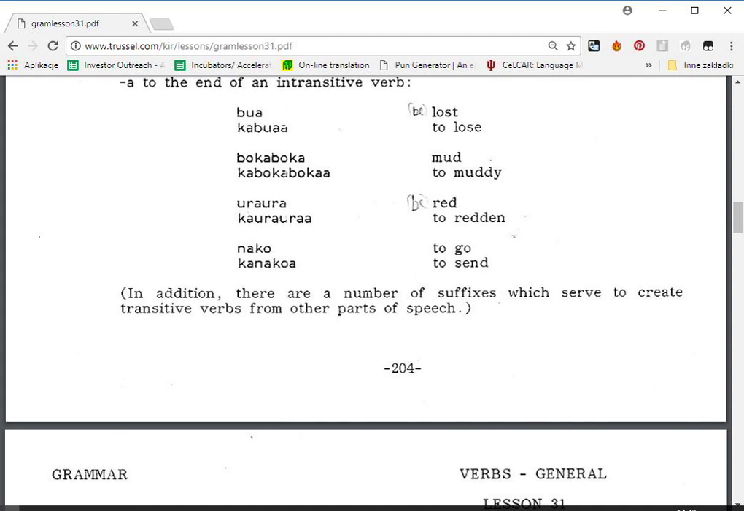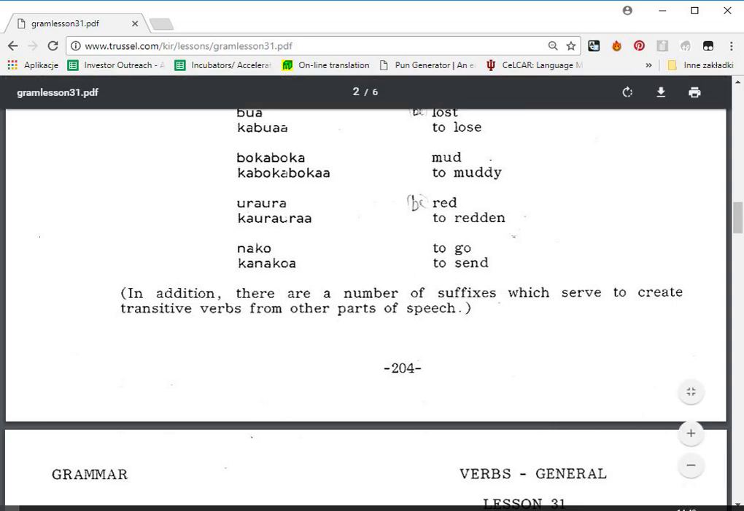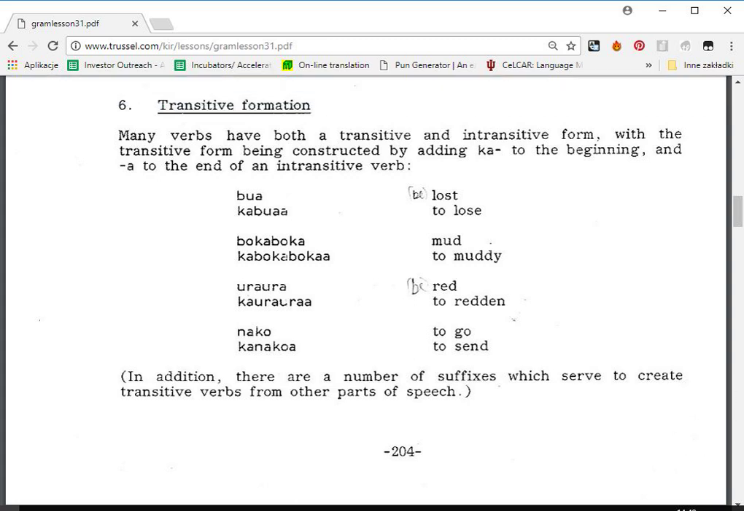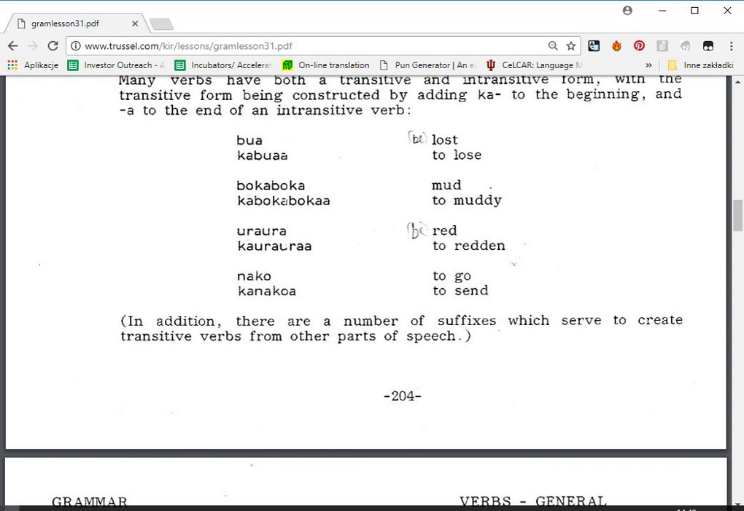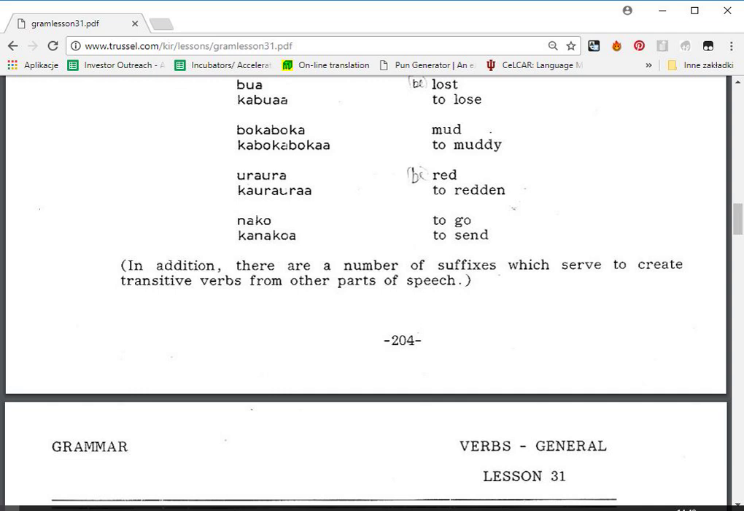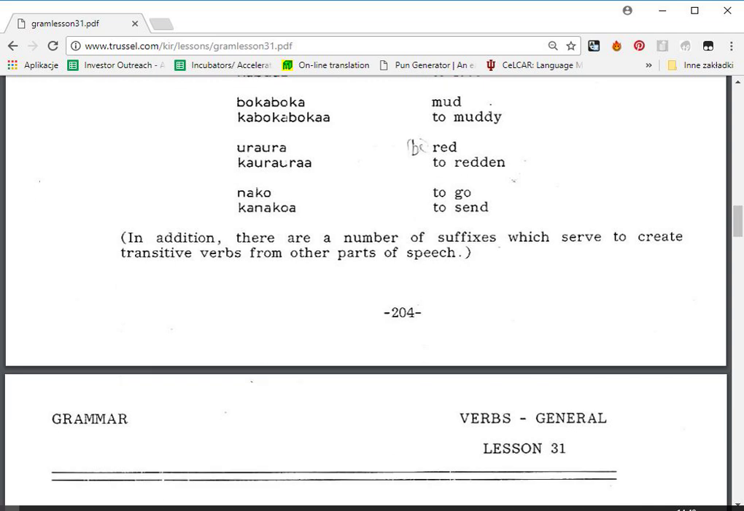Ura ura, be red. Oh, now I actually just see this. So bua is actually to be lost, so let's do that again. Bua is to be lost. Ga bua is to lose, or to cause something to be lost. Boca boca, mud. Ga boca boca, to muddy. Ura ura, to be red. Ka ura ura, to redden. Nako, to go. Ga nakoa, to send, or to cause to go.